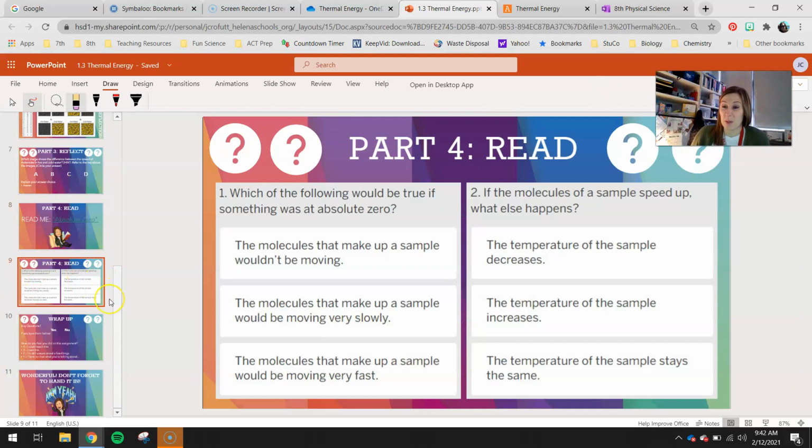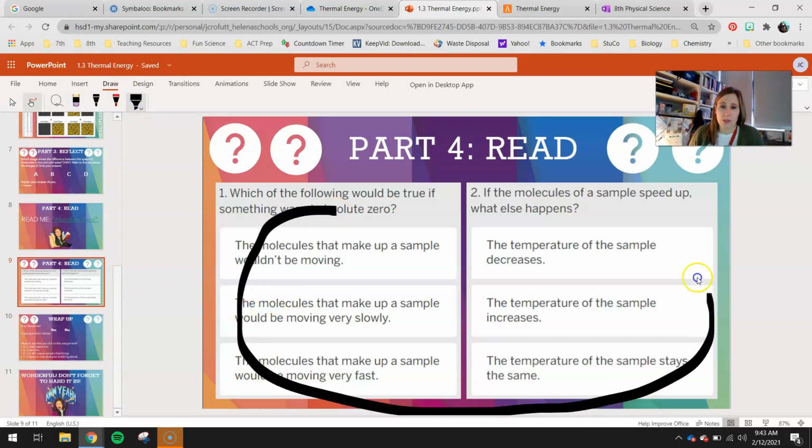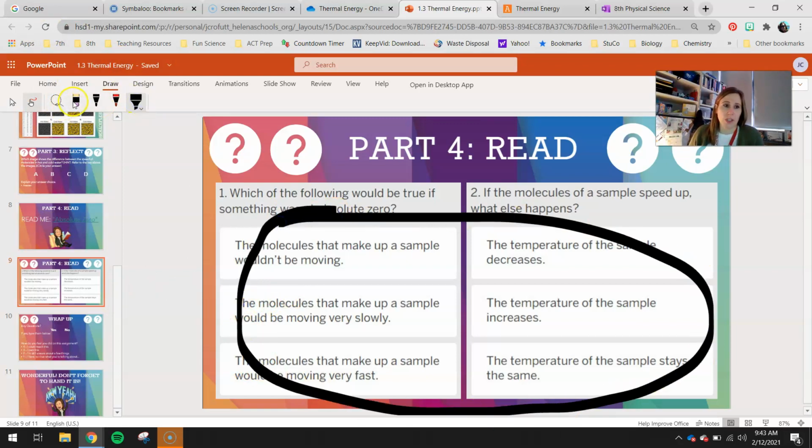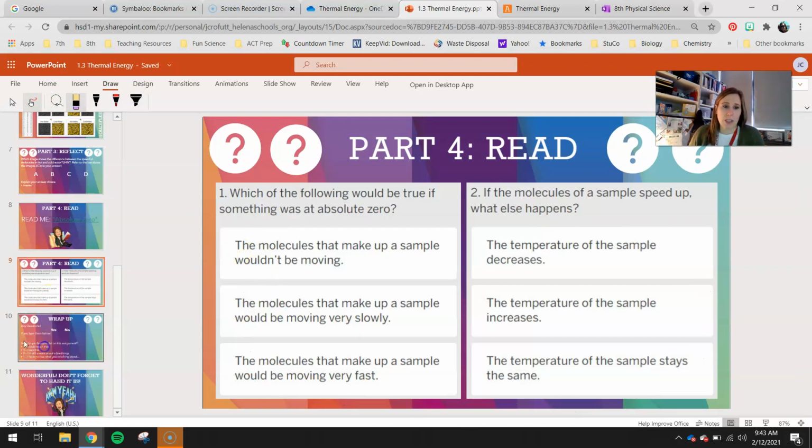Basically, with the weather the last couple weeks, we haven't even come close to absolute zero. Okay? So which of the following would be true if something was at absolute zero? And if the molecules of a sample speed up, what else happens? So use your draw tool to circle the correct answer for those two questions. And then finally move on to your wrap up.